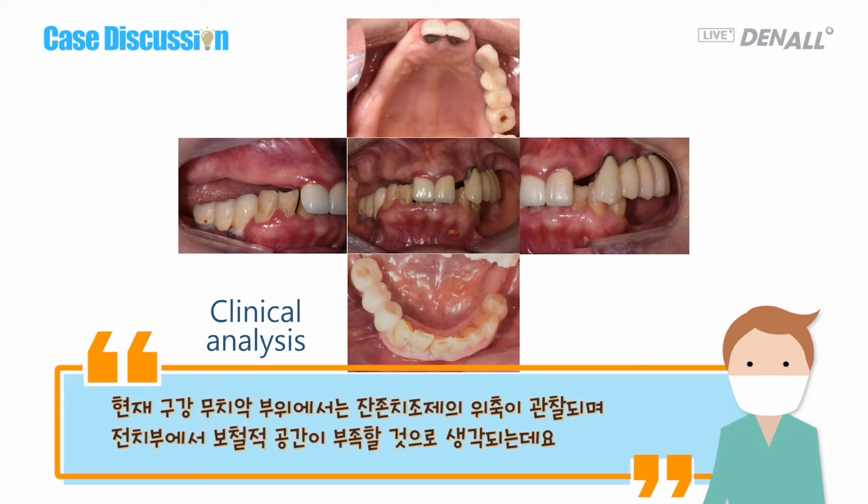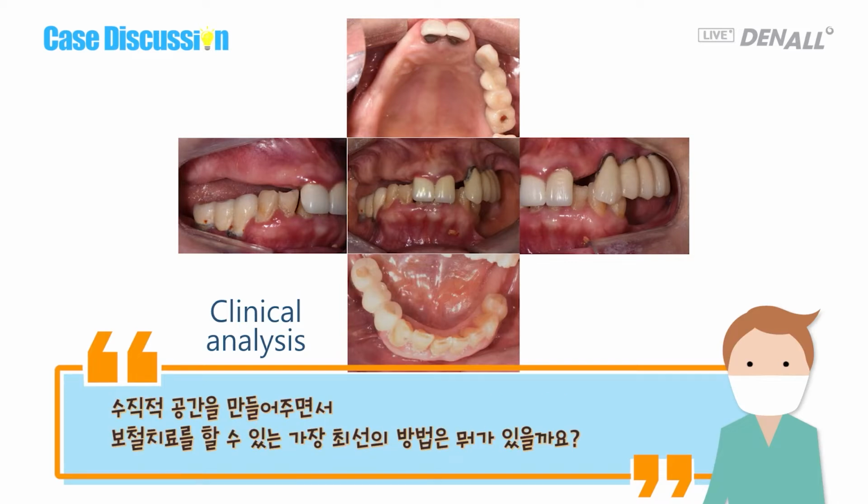In the edentulous region, the alveolar ridge atrophy is observed. There is a lack of space for prosthesis in the interior region. What will be the best way for prosthesis treatment by creating vertical space? It looks like before and after the extraction, the patient has neglected the treatment. If it was treated earlier, it would have been better. What do you think, doctors?